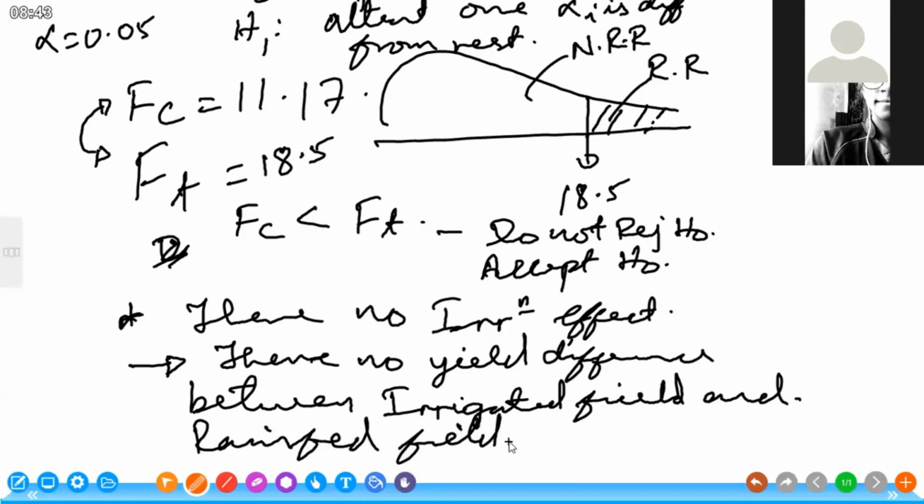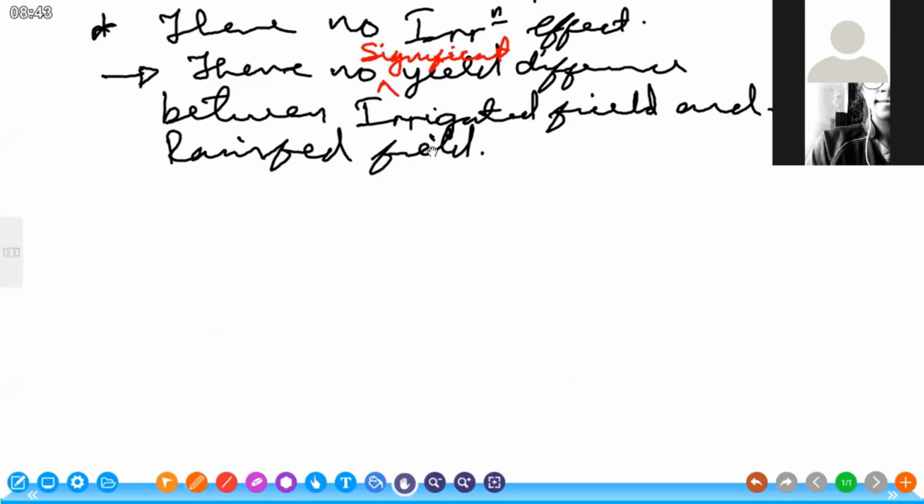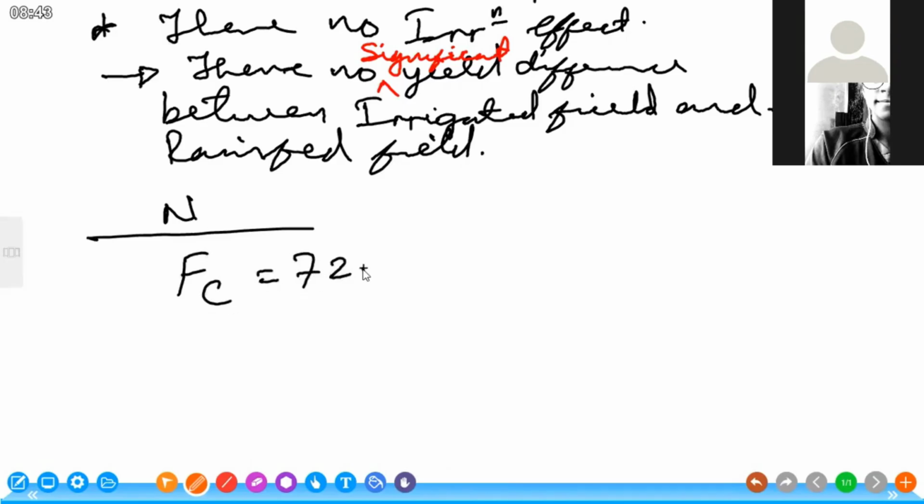There's no yield difference. Or in other terms, we can add one more word here: there's no significant yield difference between the irrigated field and the rain-fed. Okay. So likewise, we can test the rest. We can test for nitrogen. What is the calculated value for nitrogen? 72 point something, right?